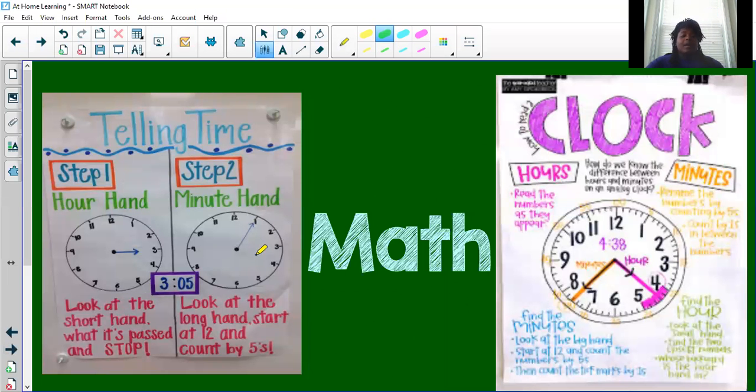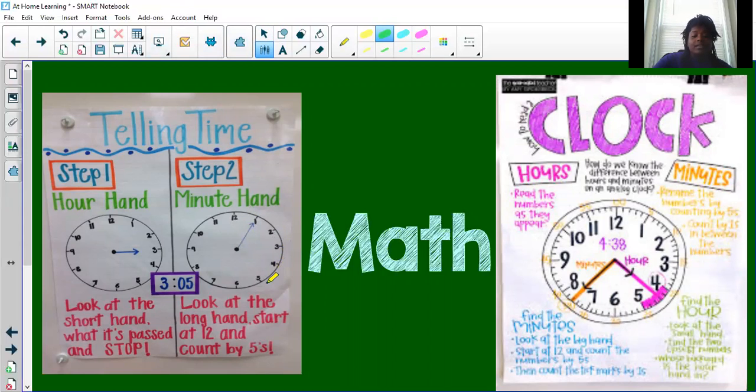These are some nice posters that I like about telling time. Step 1, the hour hand is short. Your hour hand is short, so just pay attention to that. And then your long hand is the minutes. It's actually long.